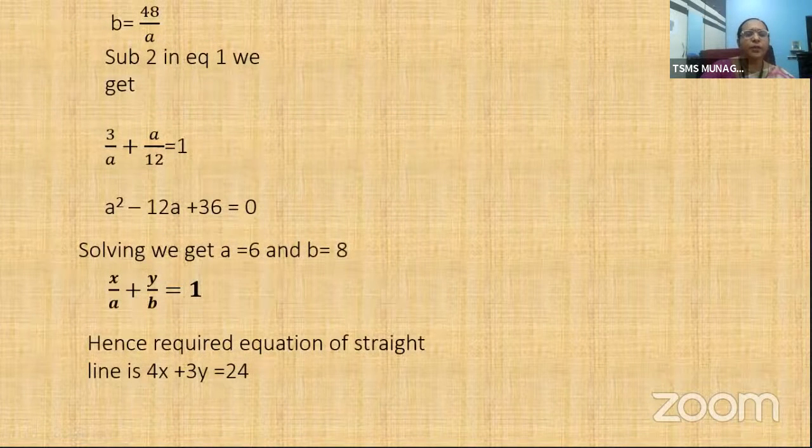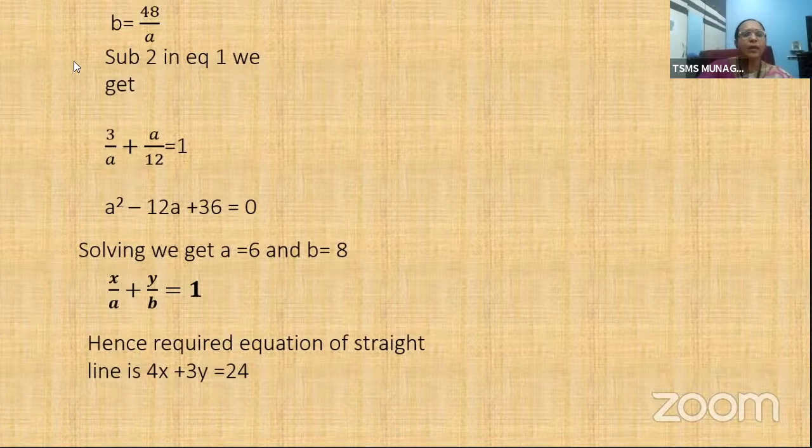Now if ab is 48, I can take a to the other side so that b becomes 48/a. On substituting this equation 2 in equation 1, we get 3/a + a/12 = 1. On taking LCM and cross multiplication, we get the quadratic equation a² - 12a + 36 = 0. This is a quadratic equation which has equal roots. You can see that this is nothing but (a - 6)², and so the value of a is 6.